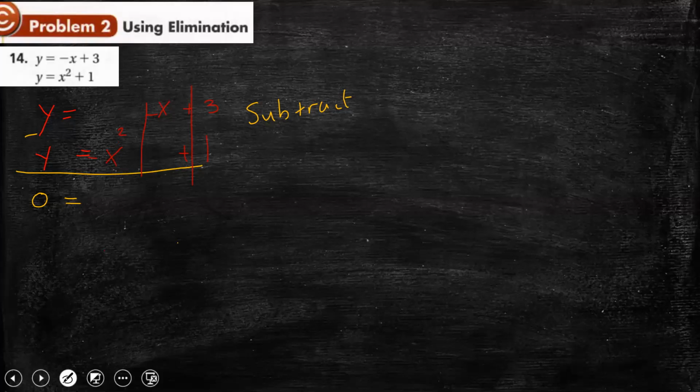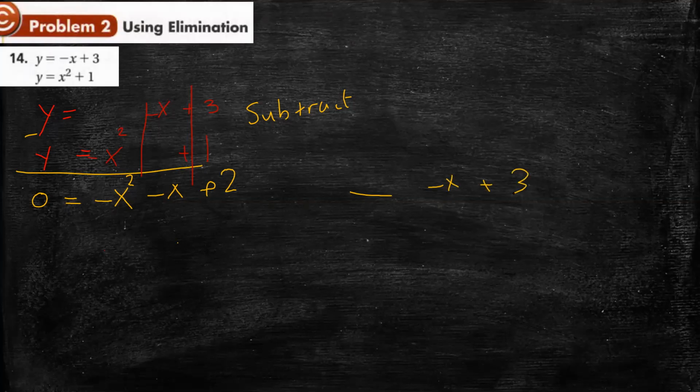Then after we arrange them, let's subtract. 0 minus x squared, I get negative x squared. Negative x plus 0 is negative x. And 3 minus 1, as we told you, you have to subtract, so 3 minus 1 is positive 2. So I will subtract like this: nothing here, negative x plus 3. Down we have x squared plus 1.